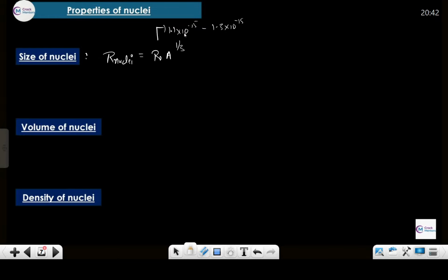Sir, which one do we have to take? In the question, it would be mentioned. If nothing is mentioned, then you would take 1.1 times 10 to the power minus 15 meter. I'm hoping that this much is clear to you.